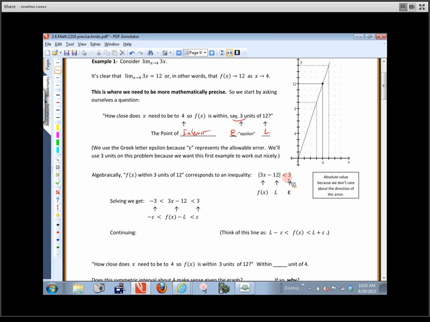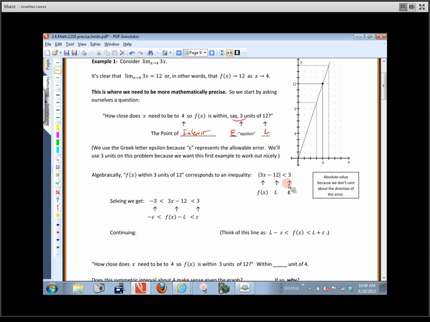Well, the difference between the function and what the limit is, we do a subtraction problem for difference. And the reason we put absolute value is we didn't say we care about whether or not we're below the limit of 12 or above the limit of 12. So by putting absolute value on there, it allows us to be above 12 or below 12, and we can still calculate a difference. And then we make sure that that difference is less than 3.